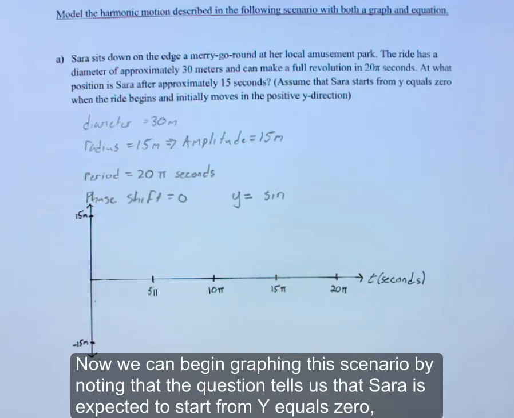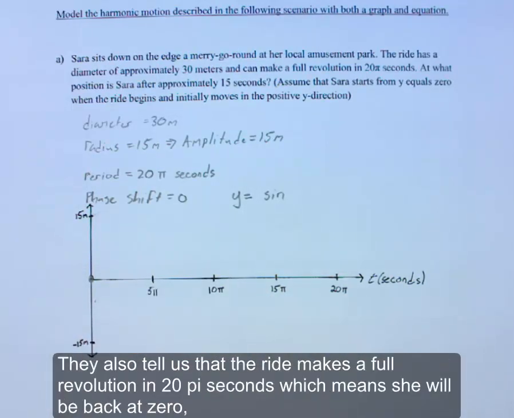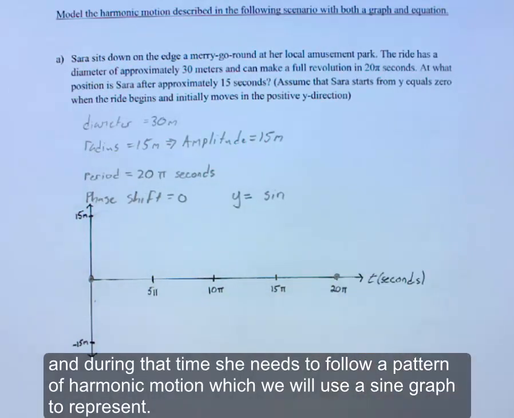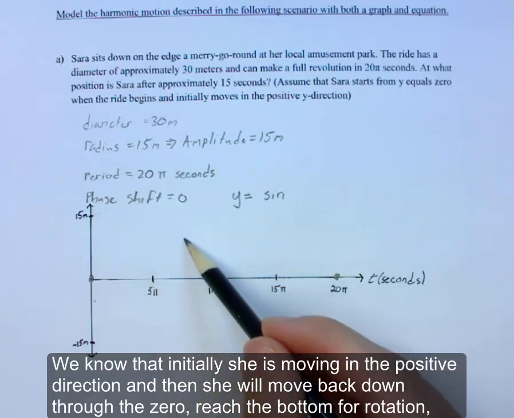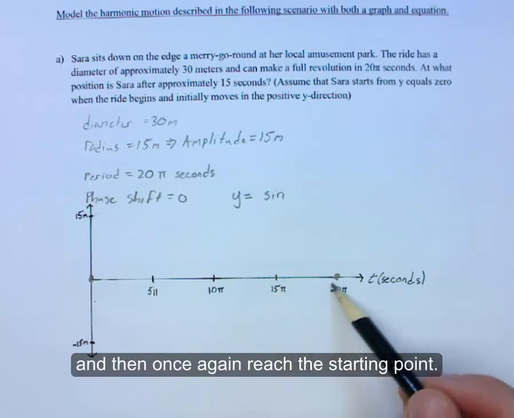Now we can begin graphing this scenario by noting that the question tells us that Sarah is expected to start from y equals 0 when the ride begins. So our first point is at y equals 0 when time is also at 0. They also tell us that the ride makes a full revolution in 20 pi seconds, which means she will be back at 0. And during that time, she needs to follow a pattern of harmonic motion, which we will use a sine graph to represent. We know that initially she is moving in the positive direction, and then she will move back down through the 0, reach the bottom of her rotation, and then once again reach the starting point.